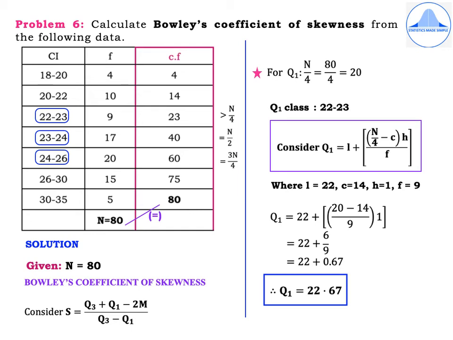Now for Q1, we need to find out capital N by 4, which is 80 by 4 equal to 20. The Q1 class. How do we find out the Q1 class? In the CF column, find the value which is greater than 20. It is 23. So next to 23, write greater than N by 4. Then find out the corresponding class interval. So the Q1 class is 22 to 23. Then use the formula Q1 equal to L plus N by 4 minus C into H divided by F. So L is 22, C is 14, H is 1 and F is 9. On substitution and simplification, you get Q1 equal to 22.67.